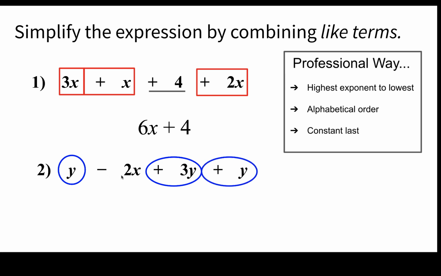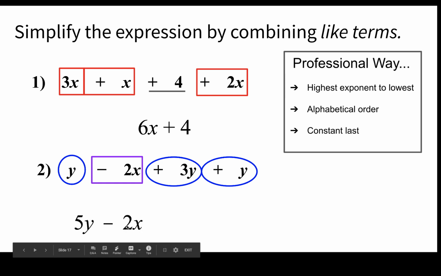Minus 2x, this 2x, can I combine it with anything? No. So I'm going to give it a different shape, or you can choose not to put a shape around it at all. So if we go ahead and combine our like terms, we have y plus 3y, that would give me 4y, plus another y, that would give me 5y, minus 2x.